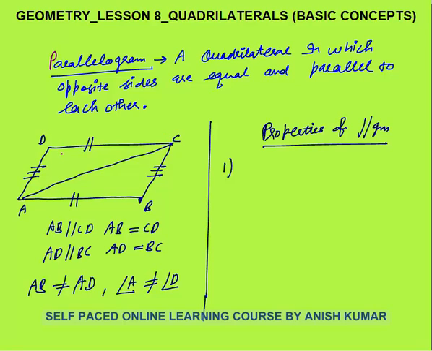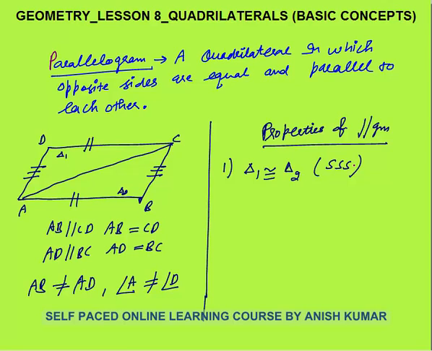Can I say that, this is triangle 1 and this is triangle 2, triangle 1 is congruent to triangle 2? Triangle 1 is congruent to triangle 2 by SSS. All three sides of triangle 1 are equal to the corresponding three sides of triangle 2. You can see that triangle 1's side is AD, triangle 2's side is BC.